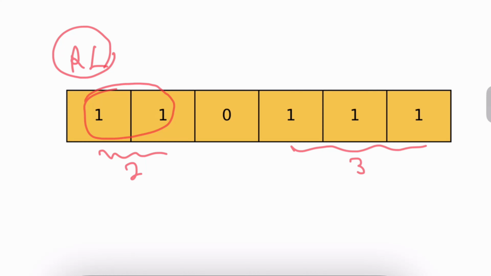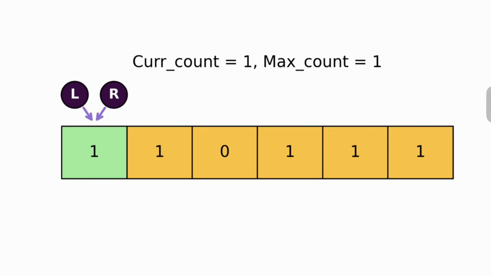Okay, so here at the first step, left is 0, right is 0, the value is 1, so we have a variable current count that is 1 here, since we have one 1, and the maximum count is 1. Okay, the value at index 0 is 1, so we only move our right pointer.